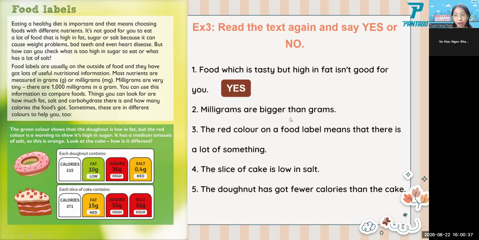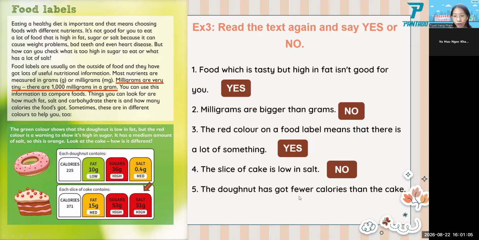Milligrams are bigger than grams. No. Number 3, you say yes. The red color on the food label means that there is a lot of something. Okay, you say yes. Number 4, the slice of cake is low in salt. No. The donut has got fewer calories than the cake. Yes. Okay, thank you for your answer.